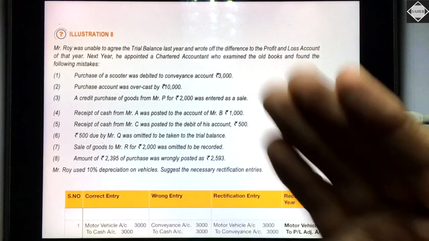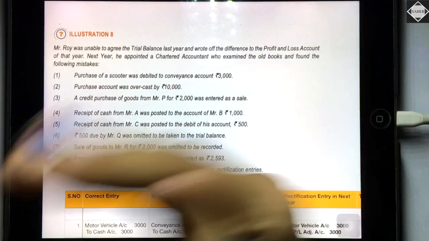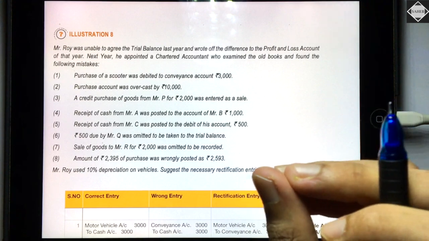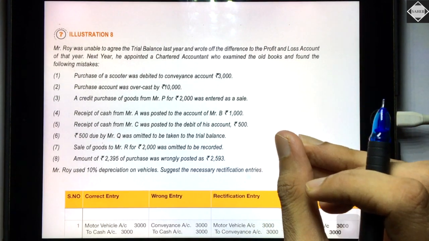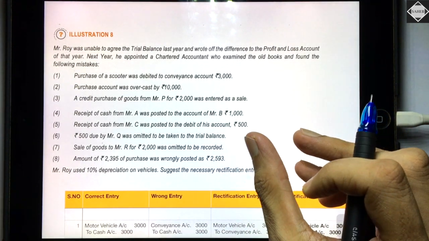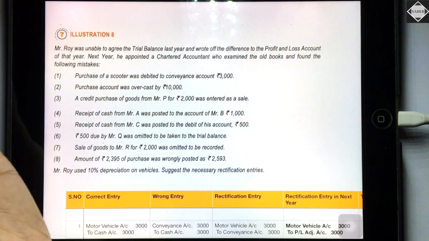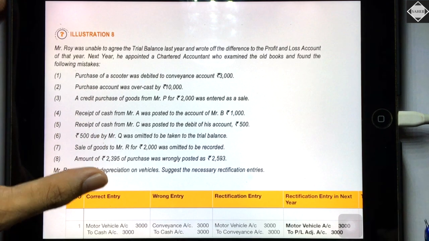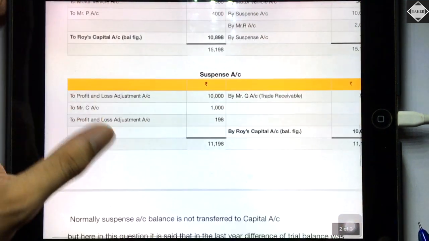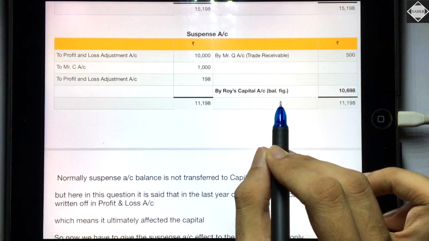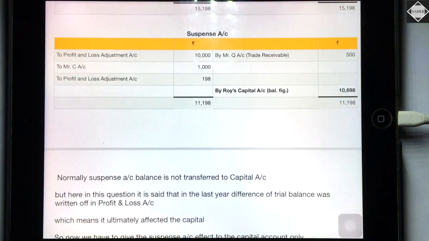So now in the current year, to rectify those errors, we have cleared the suspense account. Sometimes we will clear it, sometimes we will not. The balance that is left in the suspense account, we have to take it to the capital account only, because last year the impact was taken to the capital account. This year also, the rectification of that, and then the balance has to hit the capital account only, by Roy's capital account, 10,698. Is that clear?